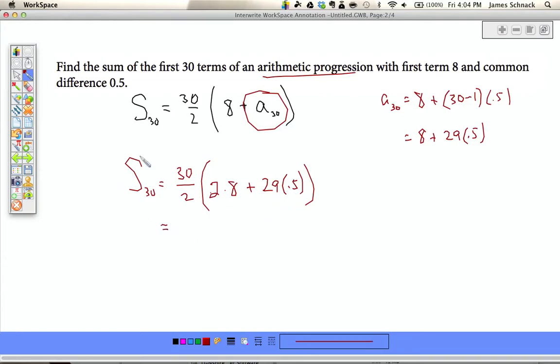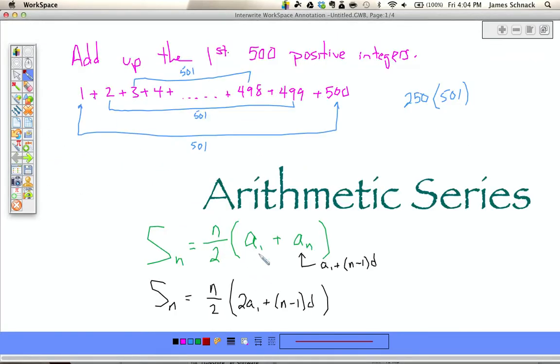Crunching these numbers, we get that the sum of these 30 terms is 457.5, regardless of which formula we're using, the green one or the black one. We have to use the arithmetic sequence rule. It's just whether or not we're using it on our own or if we have it built into the formula already.